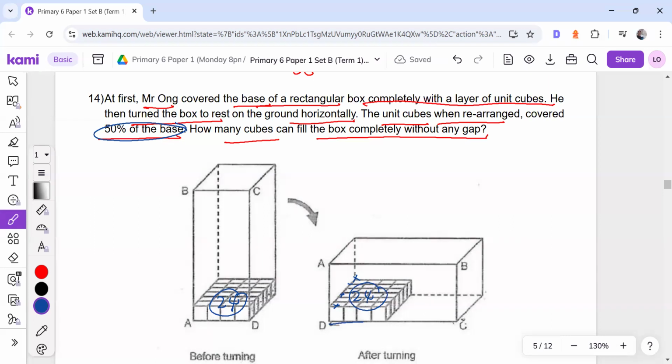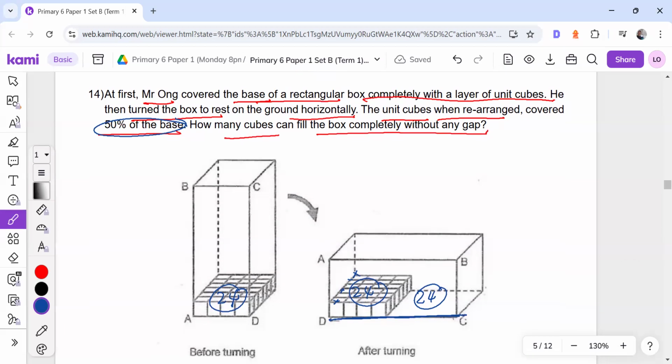Where's the base? The base is here. Then the other 50% is empty. So you will need another 24 cubes here, right? Then you will have the whole base totally covered. Now, can we find the total number of cubes that can fill the box? How many cubes can the box contain altogether?